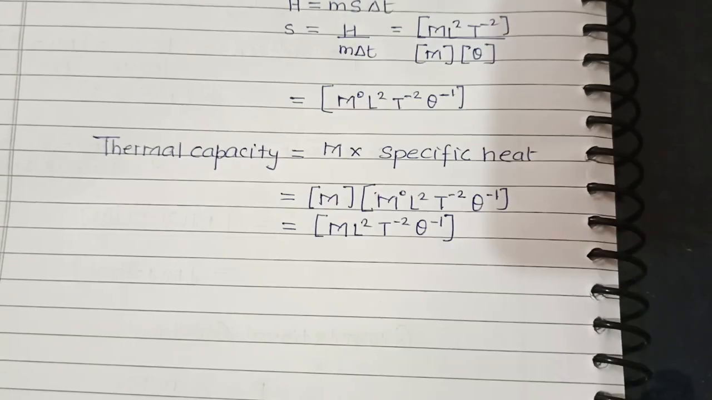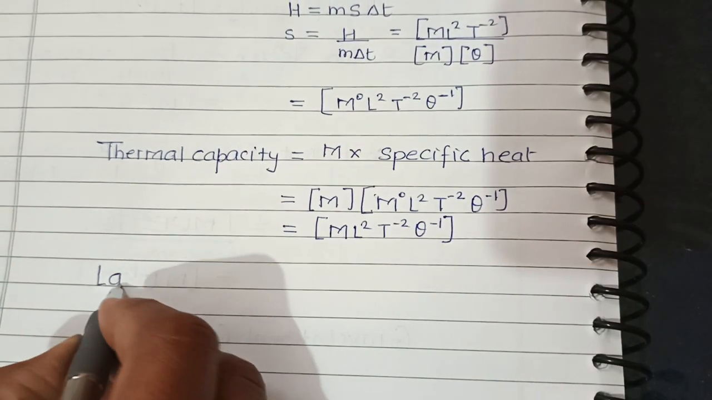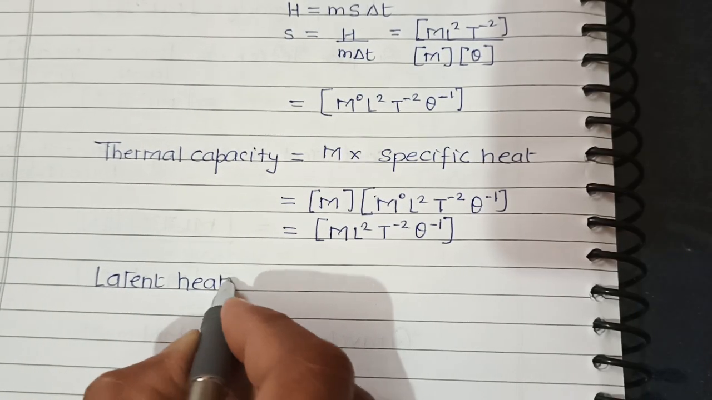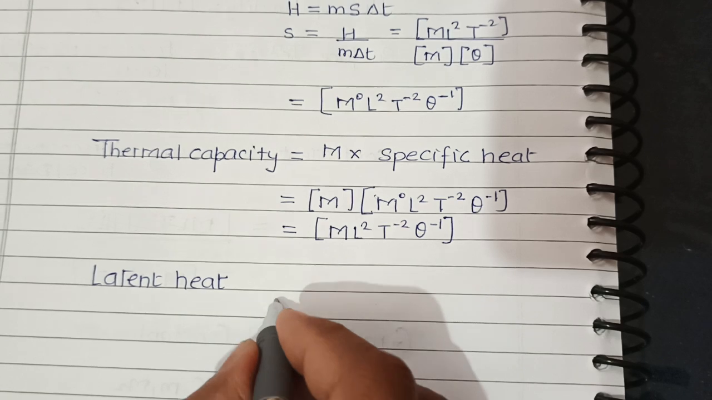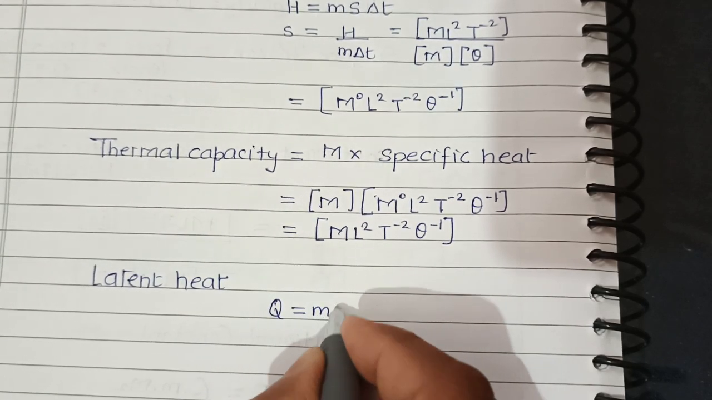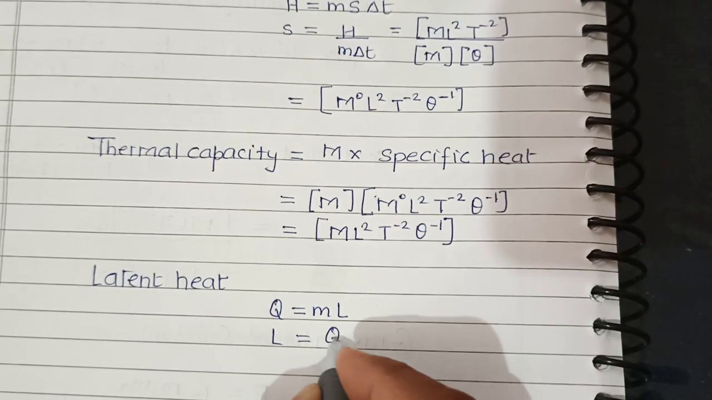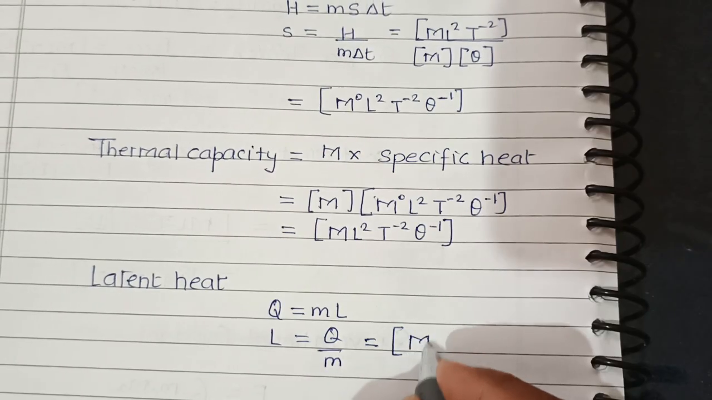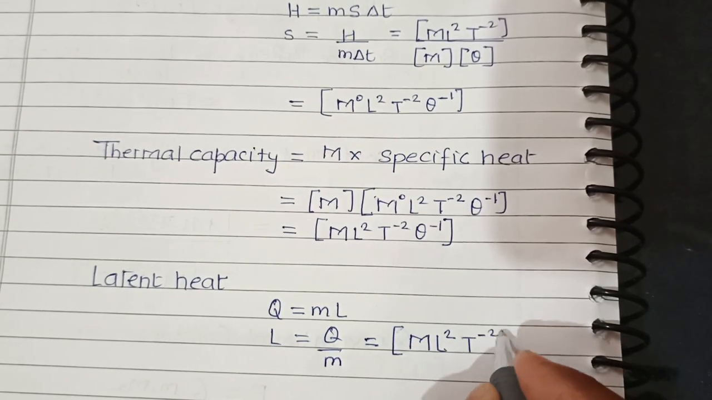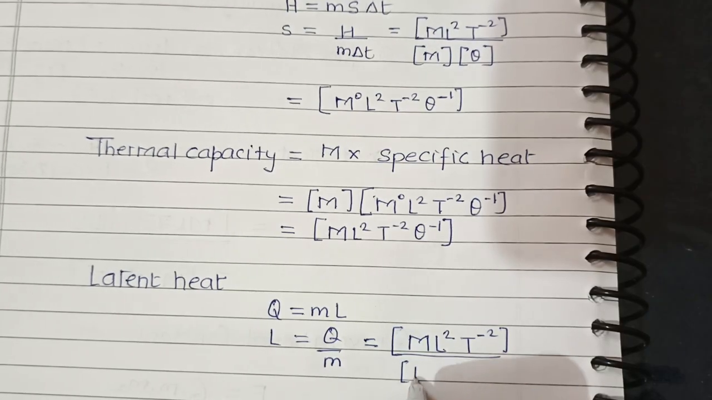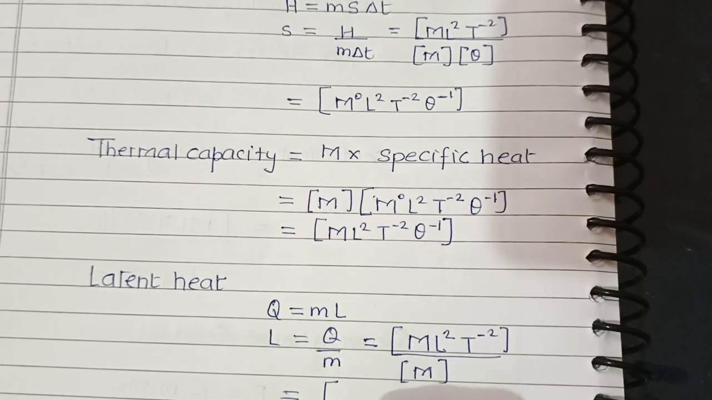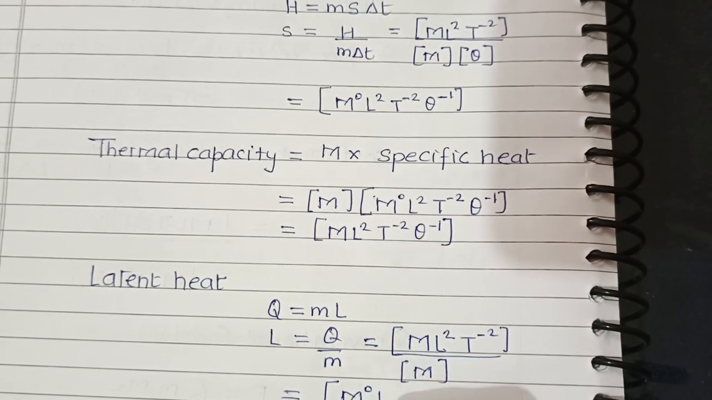Latent heat. Latent heat is Q is equal to mL, so L equal to Q by m. Q की डायमेंशन हीट एनर्जी है आपकी, तो यही होगी M L square T minus 2 and this is mass, so dimension is m, m cancel out, so it is M naught L square T minus 2.